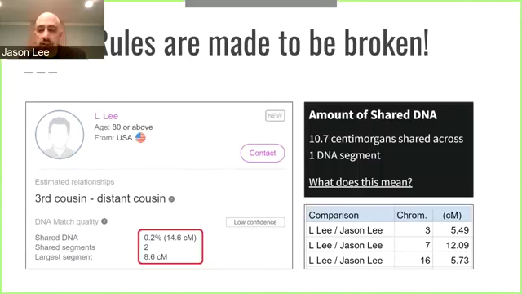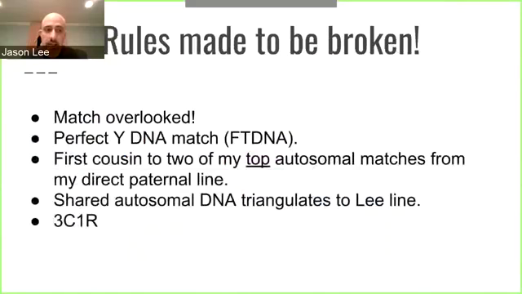At AncestryDNA, he's shown as sharing 10.7 centimorgans on just one segment. And at 23andMe, he is shown as sharing a 12 centimorgan segment with me on chromosome 7 and 2 other segments that are much smaller. And so you can see why I overlooked this match for quite a while. This is a very unimpressive, weak match. And yet, he is a perfect Y-DNA match to me at Family Tree DNA.